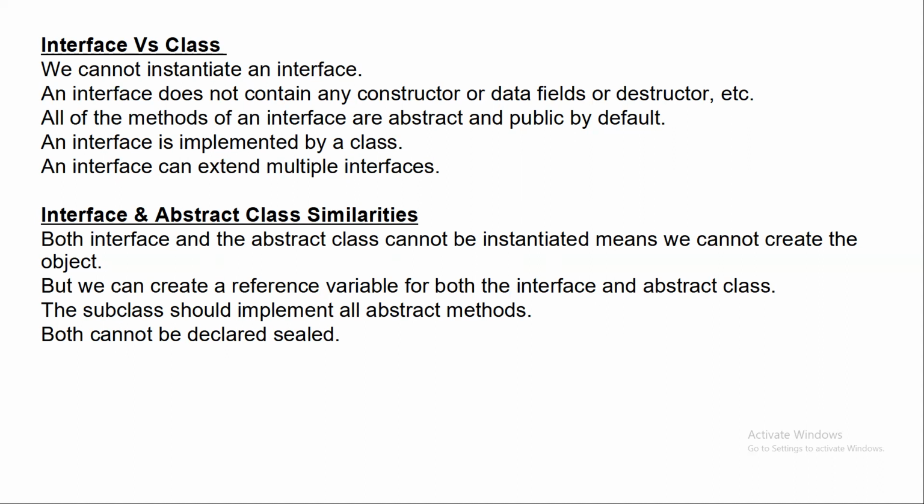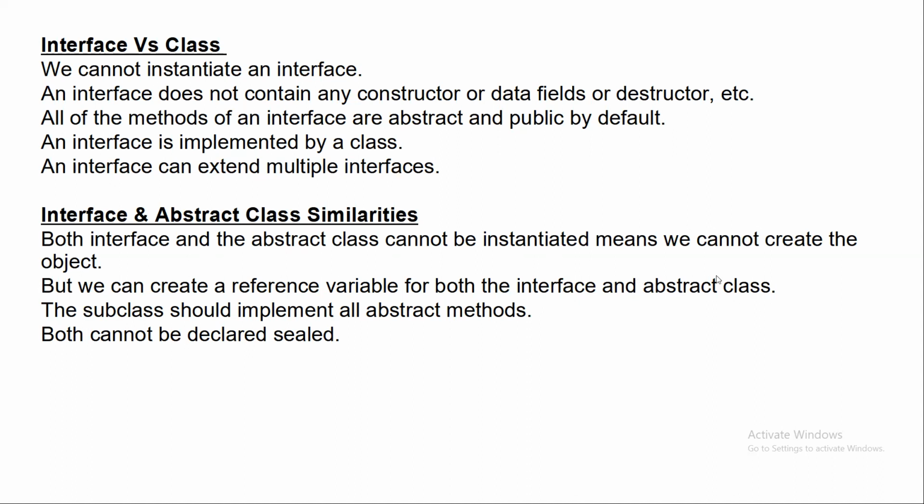An interface can extend multiple interfaces. That means in interface 1 you can write one declaration, and interface 2 can derive from interface 1 and write some methods, like how you use class A, class B, class C in multilevel inheritance. Interface 1, then interface 2, then interface 3. It can extend multiple levels. And both interface and abstract class cannot be instantiated, so we cannot create objects because they have abstract methods. But we can create the reference variable for both interface and abstract class.